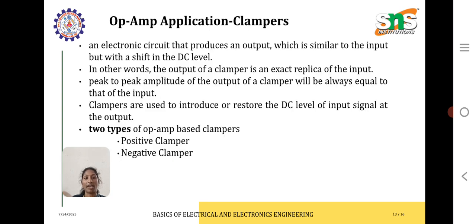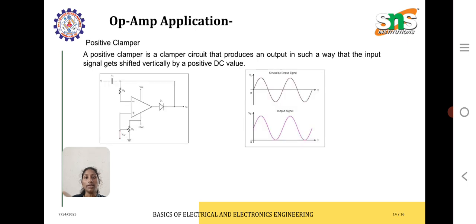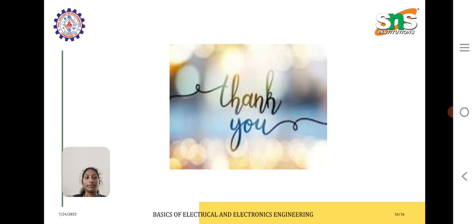Coming to clampers, we have positive clamper and negative clamper, and this is shifting the waveform. The positive clamper is a circuit that produces an output in such a way that the input signal gets shifted vertically by a positive DC value. This we call a clamper.